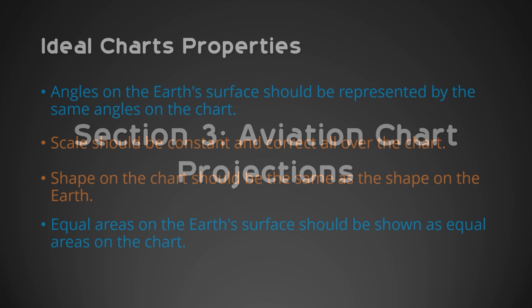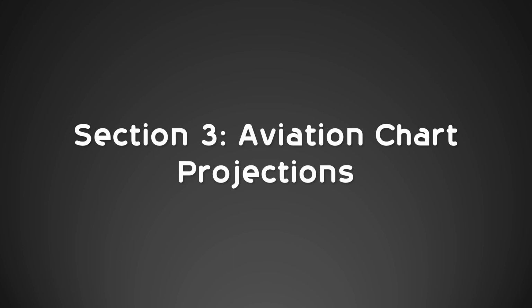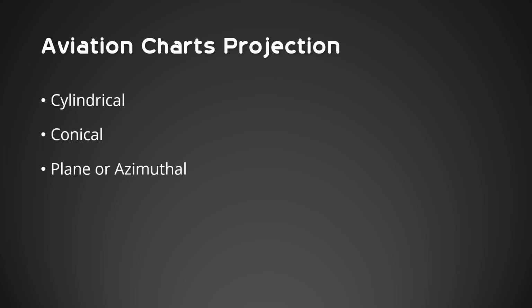Section 3. Aviation Chart Projections. In this section, we will look at three types of projection and briefly touch on the derivatives of these projections. The projections that will be discussed are as follows: cylindrical, conical, plane, sometimes referred to as azimuthal, and transverse and oblique.